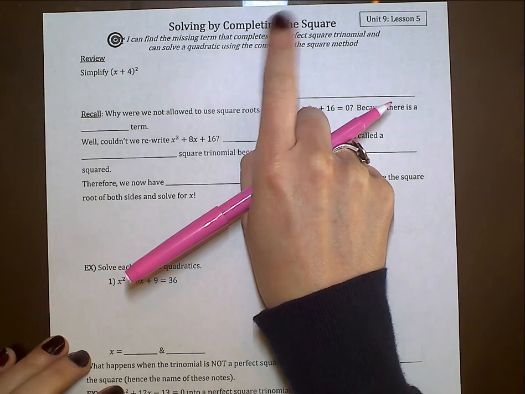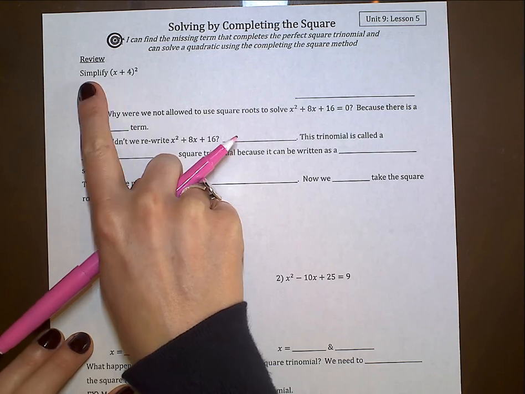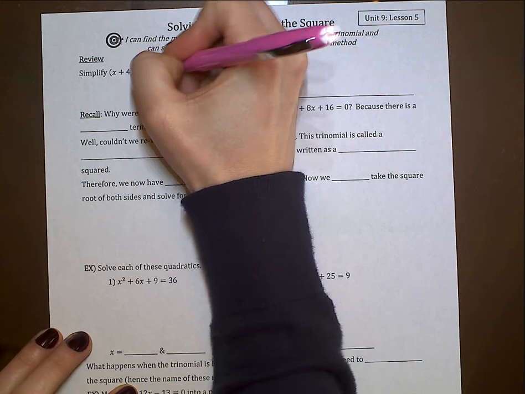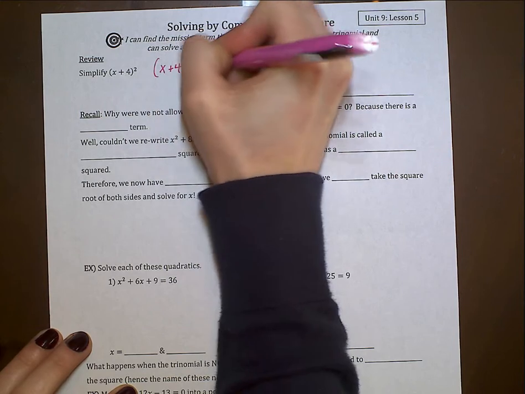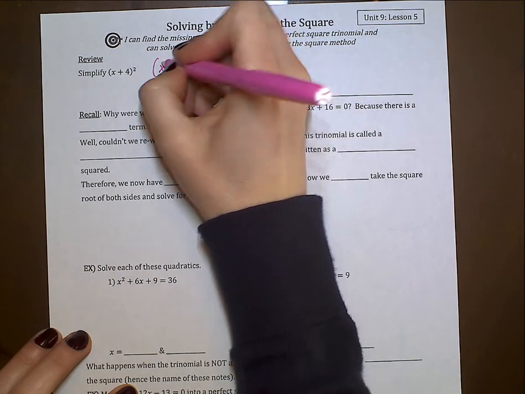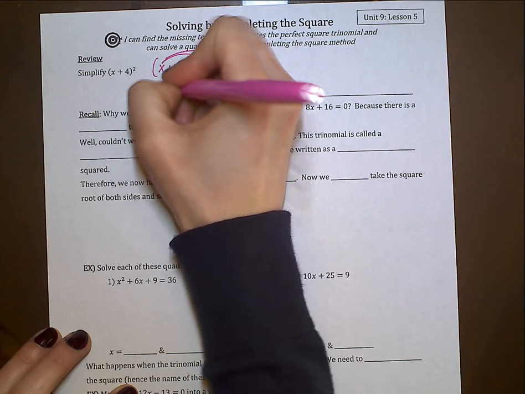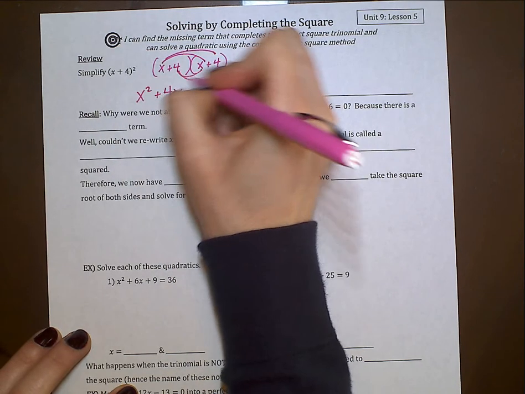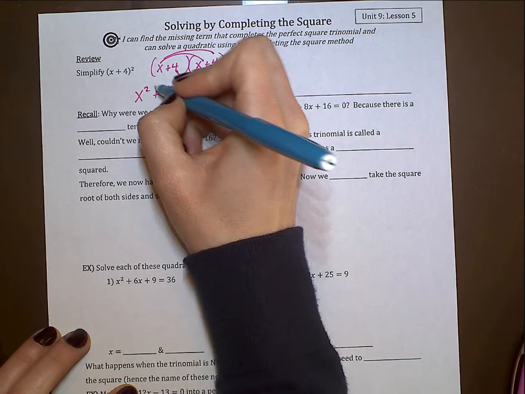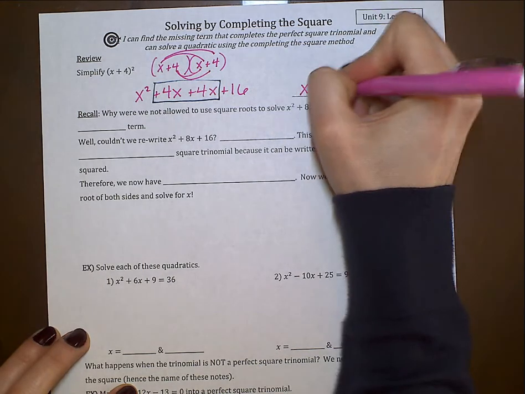Before I show you what this method involves, let's do this review problem where we're asked to simplify (x + 4) squared. Remember, when you square something, you multiply it by itself. So you have to write x plus 4 twice and then FOIL this thing. I'm going to distribute the x, and I would get x squared plus 4x, and then distribute the 4, and I'd get 4x plus 16. We would combine the x's, and I would get x squared plus 8x plus 16.